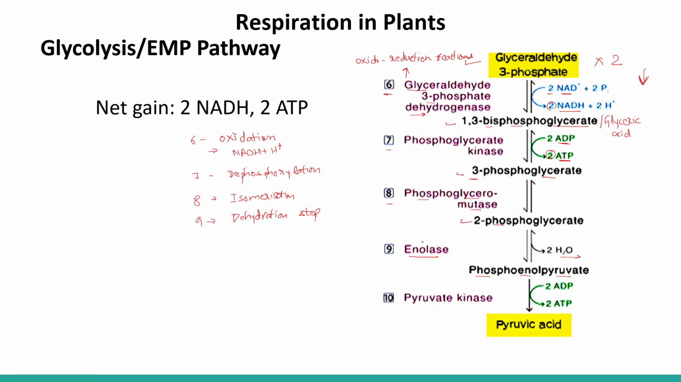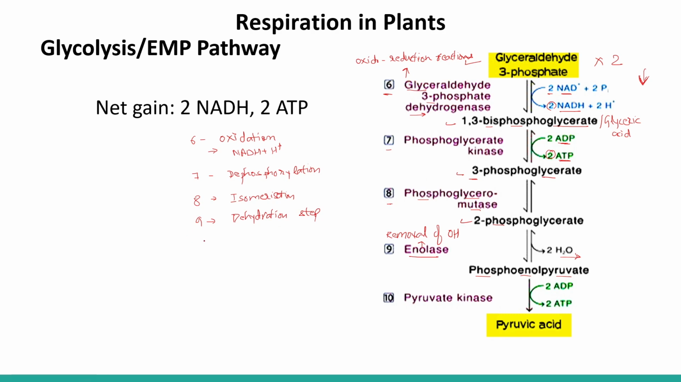Now, what is the role of enolase? Enolase helps in the removal of the hydroxyl group, and this leads to the release of water molecules. 2 molecules of water are released.